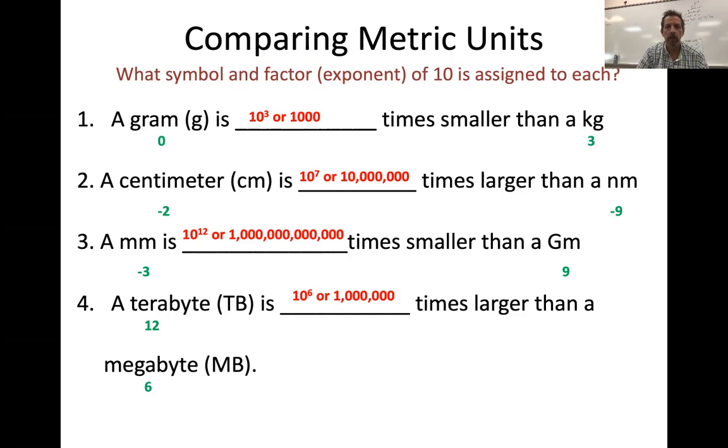So this is what we mean by comparing one metric unit to another. How many factors of 10 or times larger is one unit compared to another? So it's always related to units of 10. That's the beauty of the metric system. It lets you move a decimal position when you convert. Because if you divide by 10, you move a decimal left. If you multiply by 10, you move a decimal right. And if we know how many factors of 10, we can figure out how many times do we move the decimal left, how many times do we move the decimal right.